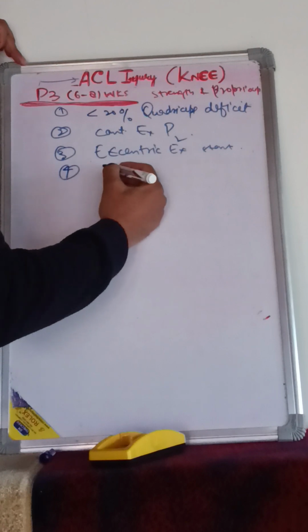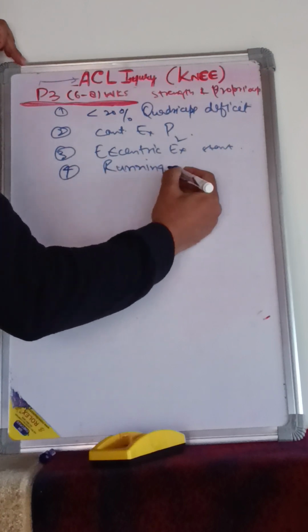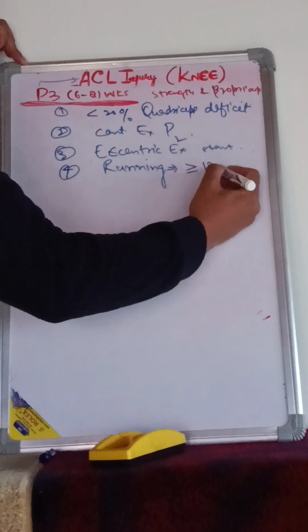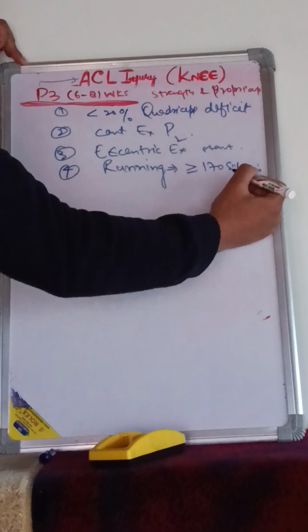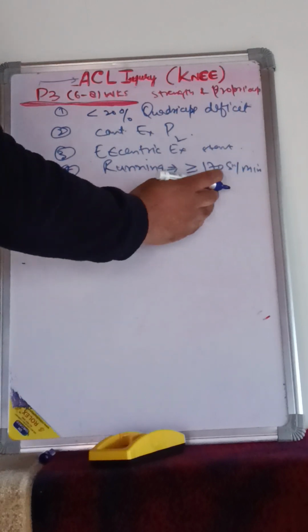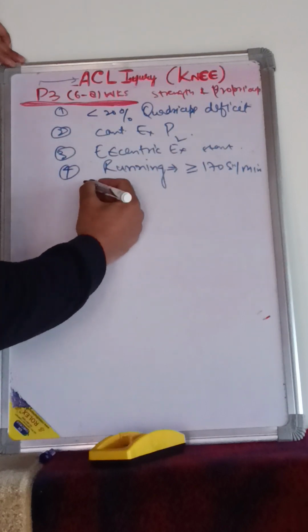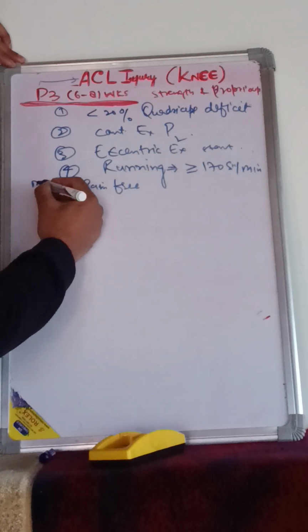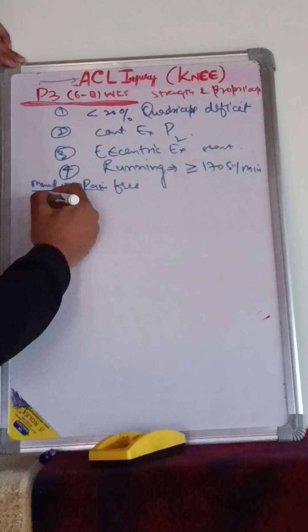Number 4, this is the phase when you have to return to running. According to biomechanics, running means greater than or equal to 170 steps per minute. Simple. 170 steps per minute. And you should be completely pain free, minimal or no pain in this phase.